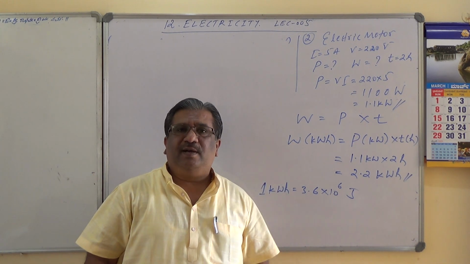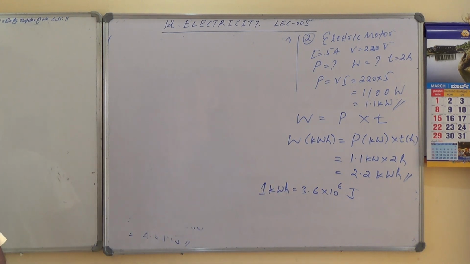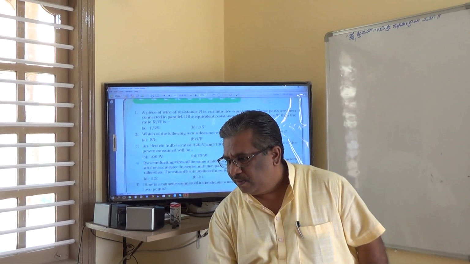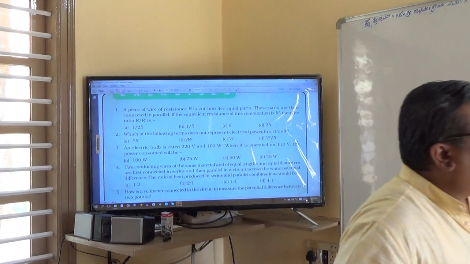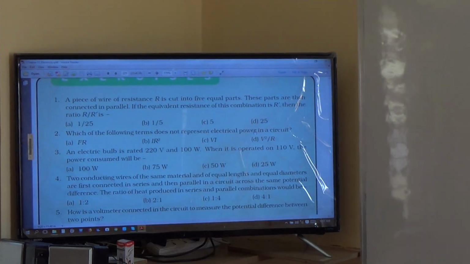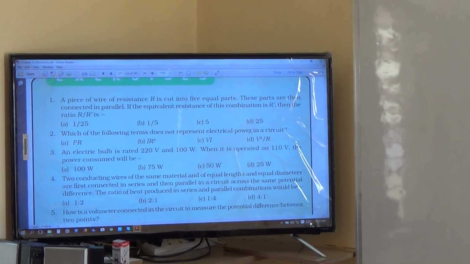Let us start looking at the exercise numericals now. Have a look at the book. Please hold the book in front of you, otherwise it is very difficult for you to understand.